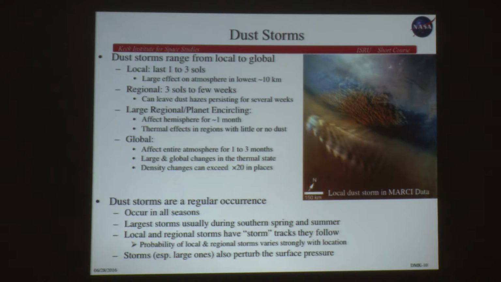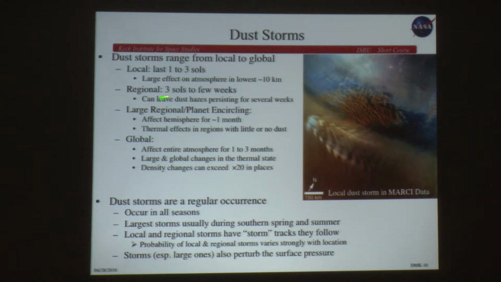Local ones are small, a couple days, maybe 1,000 kilometers in diameter. They really only affect the atmosphere near them, but if you have one run over wherever you're sitting, you will notice it. Regional ones last 3 days to a few weeks. They can actually leave dust hazes in the atmosphere that persist and therefore decrease your sunlight for quite a while afterwards. These occur on a fairly regular basis.